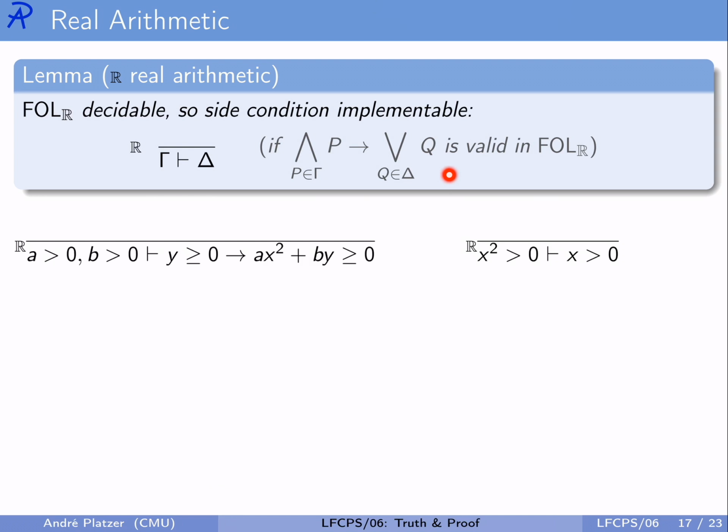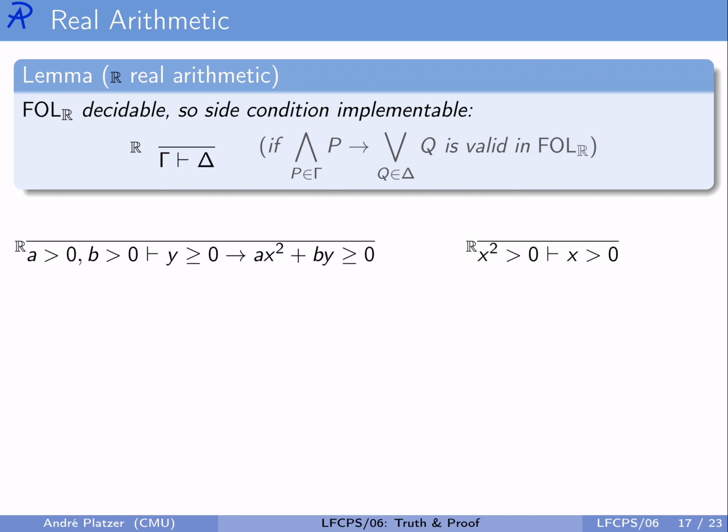If that formula here is, first of all, just a formula in first order logic of real arithmetic, and also a valid formula, so it is true in all the states, then we simply write down, by real arithmetic, are we done with the proof?